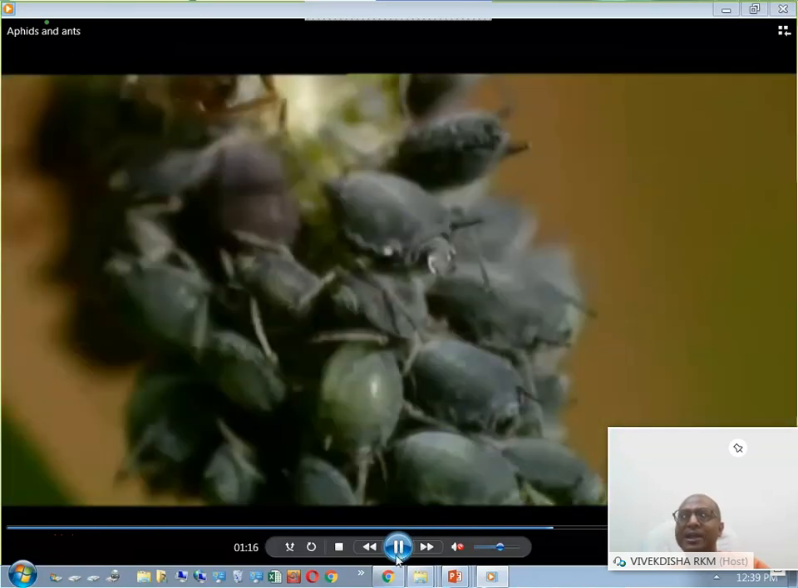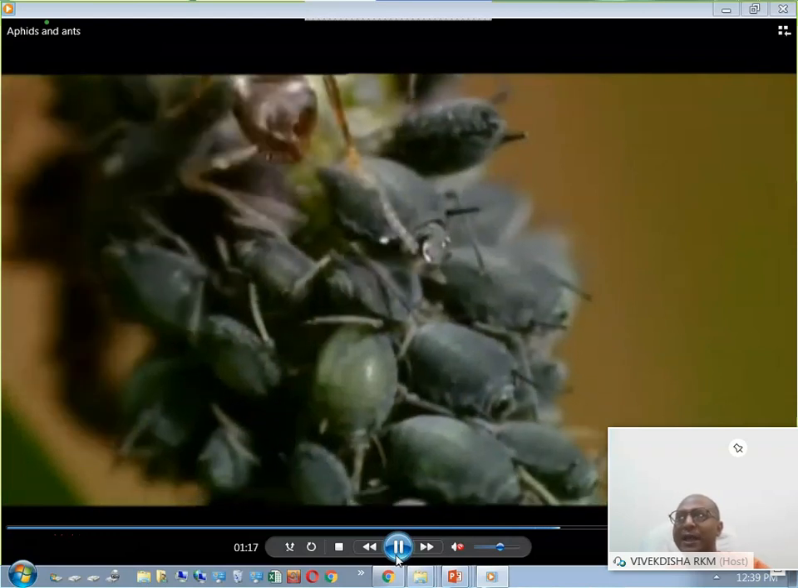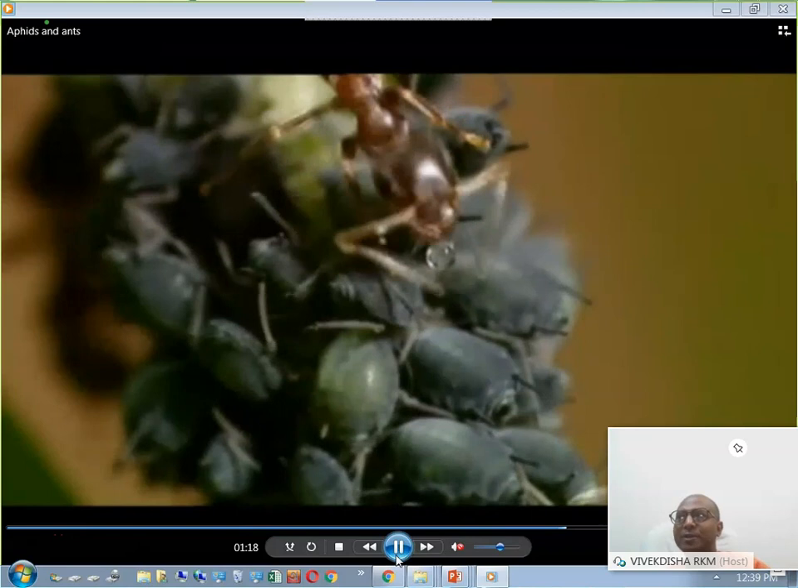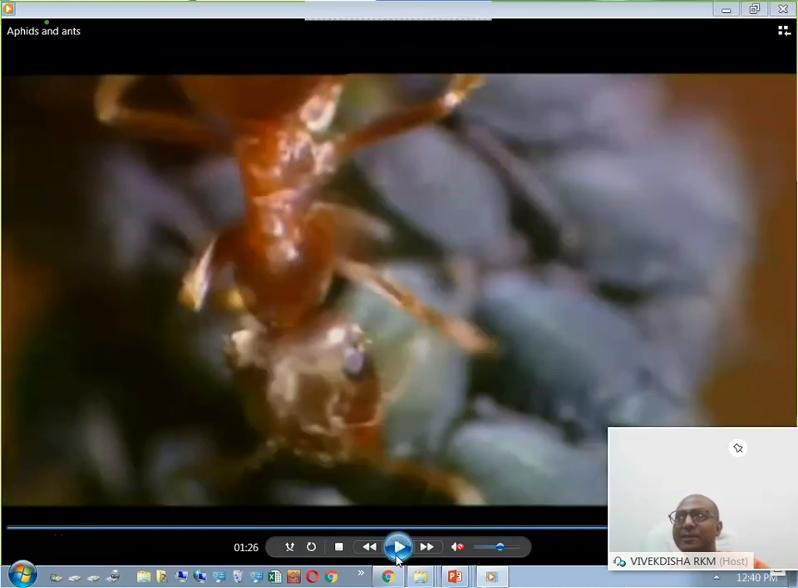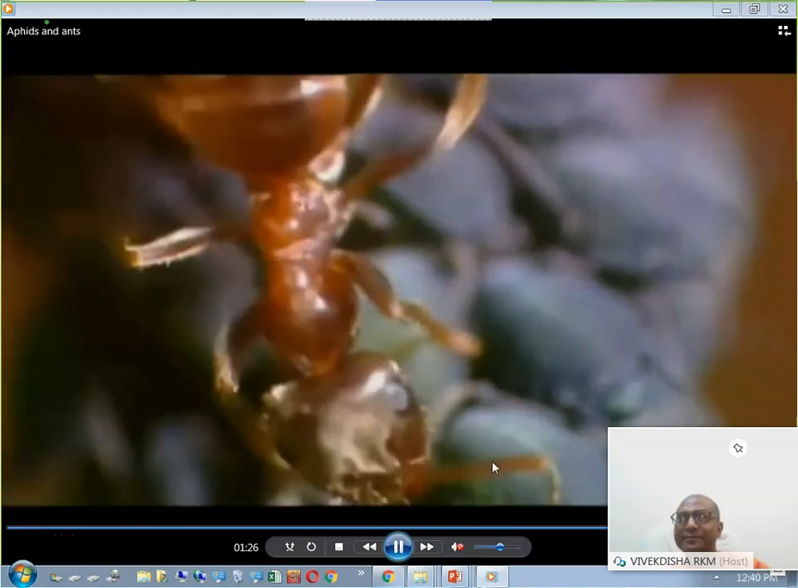These animals are aphids, giving sugary juice. As sugary juice comes from the aphids, it is collected by the ants, and they like it. That is why they keep the aphids on the plant body, while protecting them from the danger of that beetle-like insect.